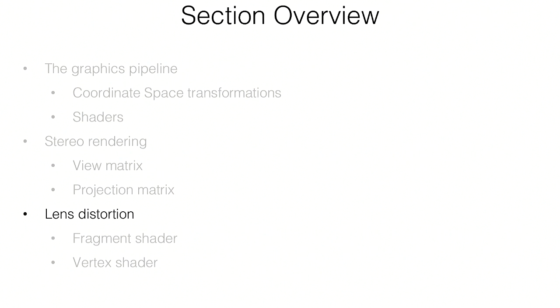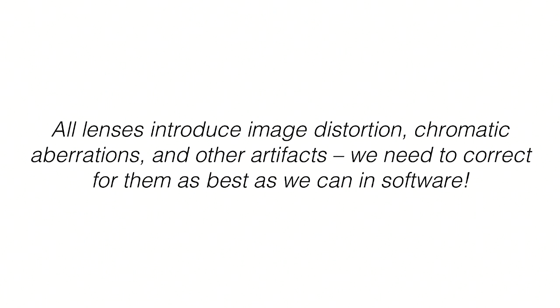The last thing I'm going to talk about in this session is lens distortion. It's correcting for the optical aberrations that are induced by having these high-power lenses that we look through and magnify the image with. All lenses introduce some sort of image distortion, either through chromatic aberrations or other artifacts, and we need to correct them the best we can in software. We can actually do quite a lot in software.